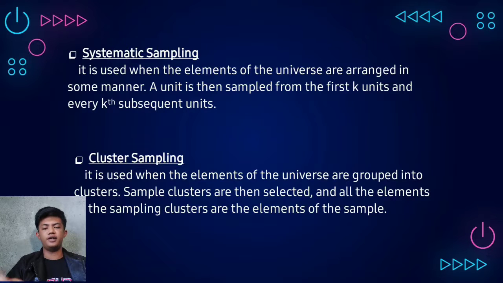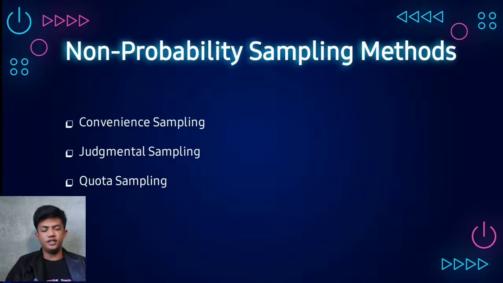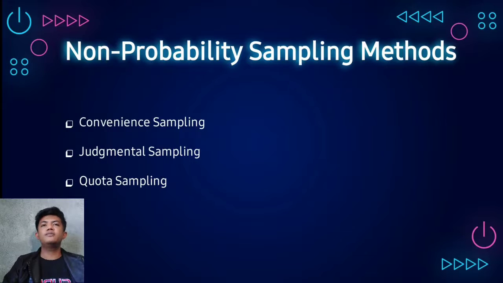Then the cluster sampling. Here's the example. The company has offices in 10 cities across the country, all with roughly the same number of employees in similar roles. You don't have the capacity to travel to every office to collect your data. So you use random sampling to select 3 offices. These are the clusters. Okay, let's proceed to the non-probability sampling methods. And here are the types of the non-probability sampling methods.